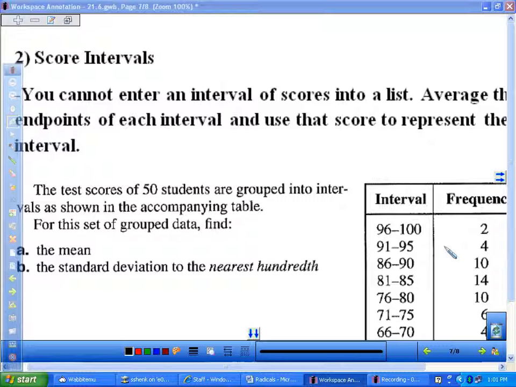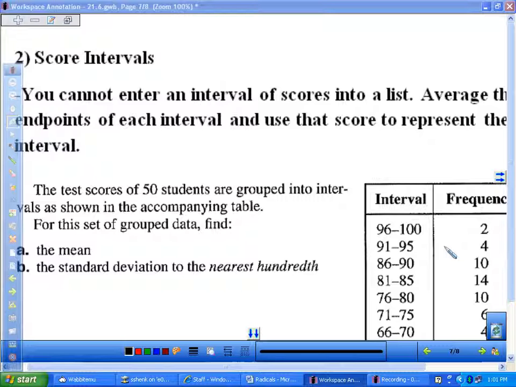And then is it any different? No. Nothing different after you do that. So if they give you an interval range, you can't enter that interval into the calculator. You actually need a score. Well, get a representative score then for that interval. Average your two endpoints. And that average score will represent that interval.